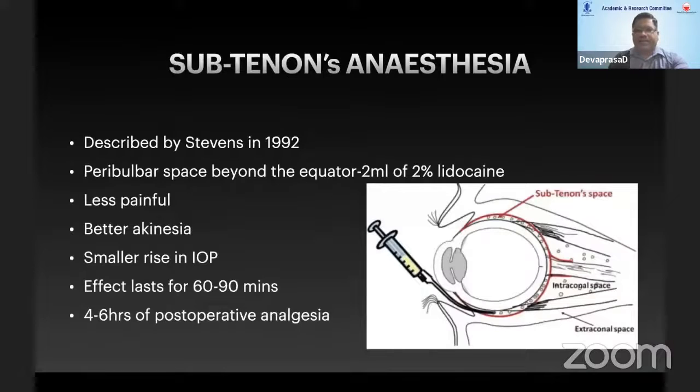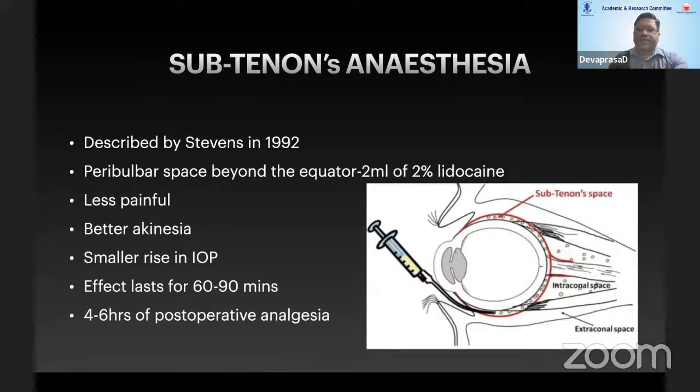Another very good technique is sub-Tenon's anesthesia, which was described by Stevens in 1992. It is injected into the peribulbar space beyond the equator, around 2 ml of 2% lidocaine. It is less painful, with better akinesia. There is a very small rise in IOP.